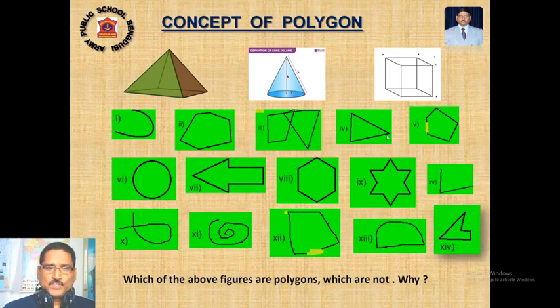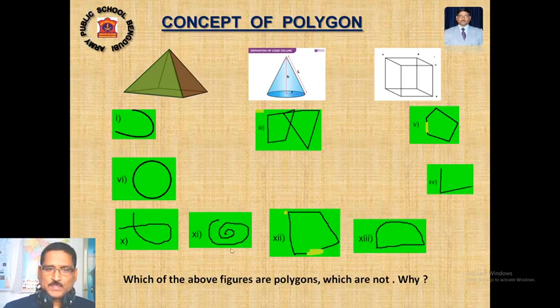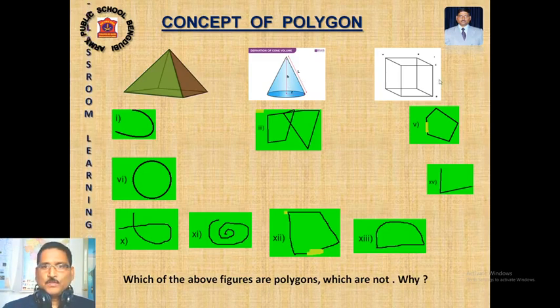You just check here. I have shown some 3D shapes: pyramid, cone, cuboid, and some 2D shapes. To become a polygon, the shape must be a 2D flat shape. Among these, what will be the polygons? Whatever figures are out, those are polygons, and the figures still left are not polygons. Pyramid is 3D, it can't be a polygon. Cone is also 3D, it can't be a polygon. Cuboid is also 3D, not a polygon.